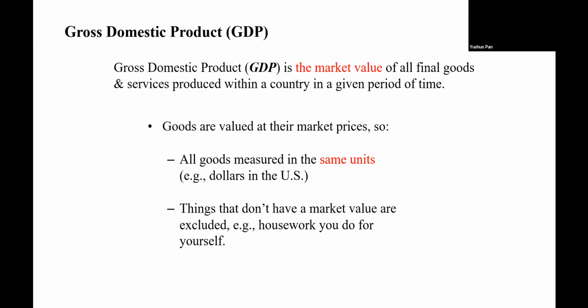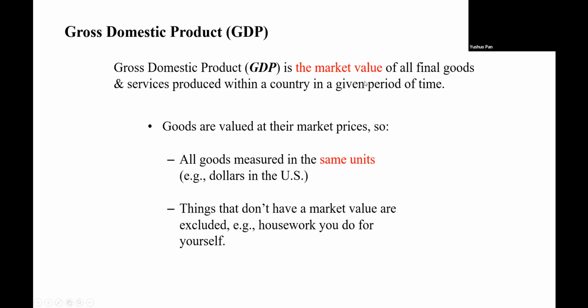The next part is the definition of gross domestic product, GDP. It's the market value of all final goods and services produced within a country in a given period of time. There are a couple of words I want to emphasize here. First of all is the market value.